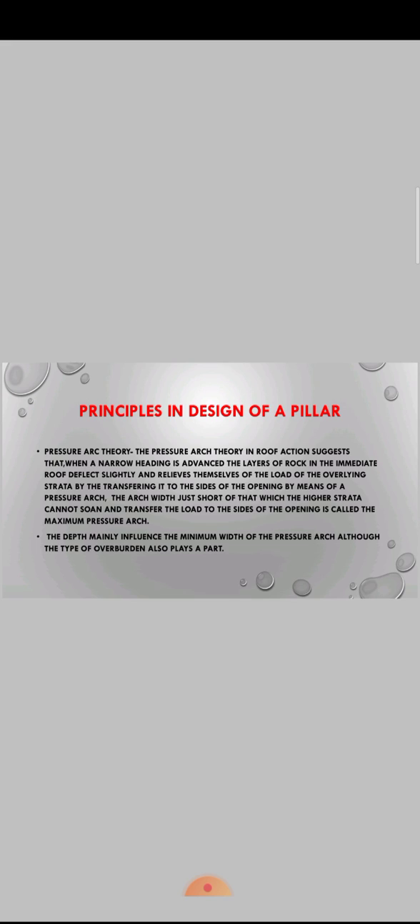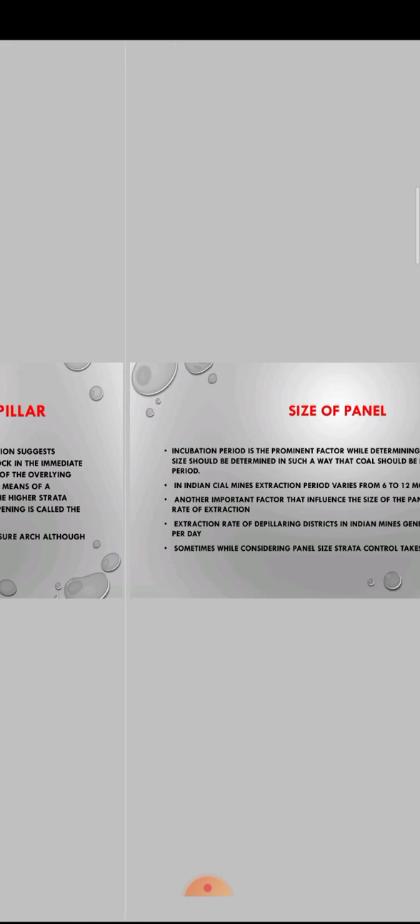The arc width just short of that which the higher strata cannot bridge and transfer the load to the sides of the opening is called the maximum pressure arc. The depth mainly influences the minimum width of the pressure arc, although the type of overburden also plays a part.